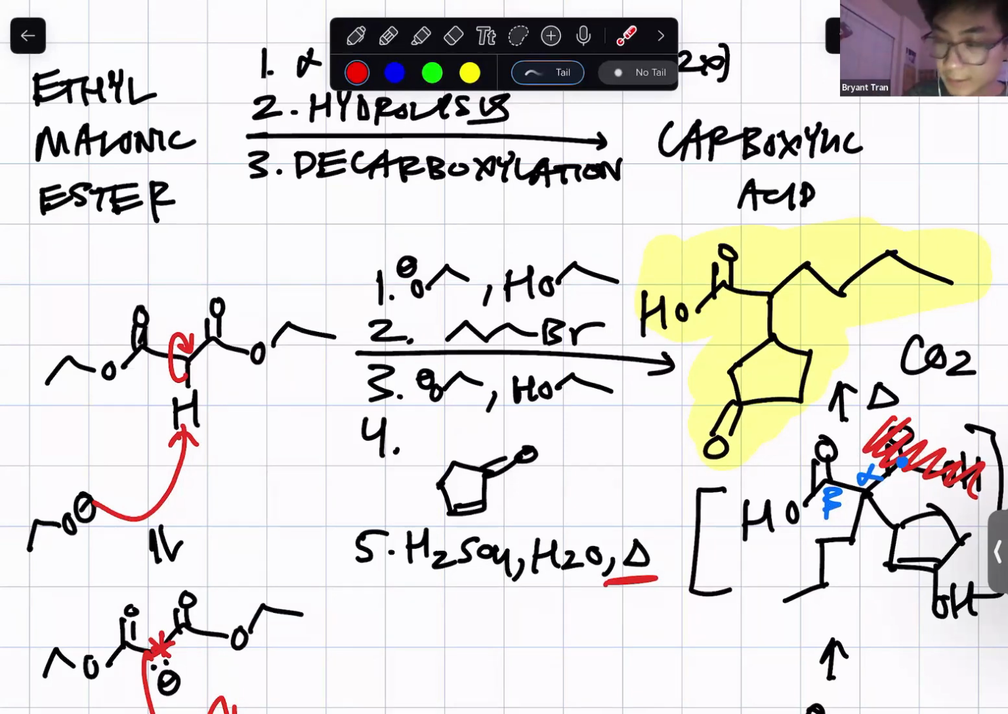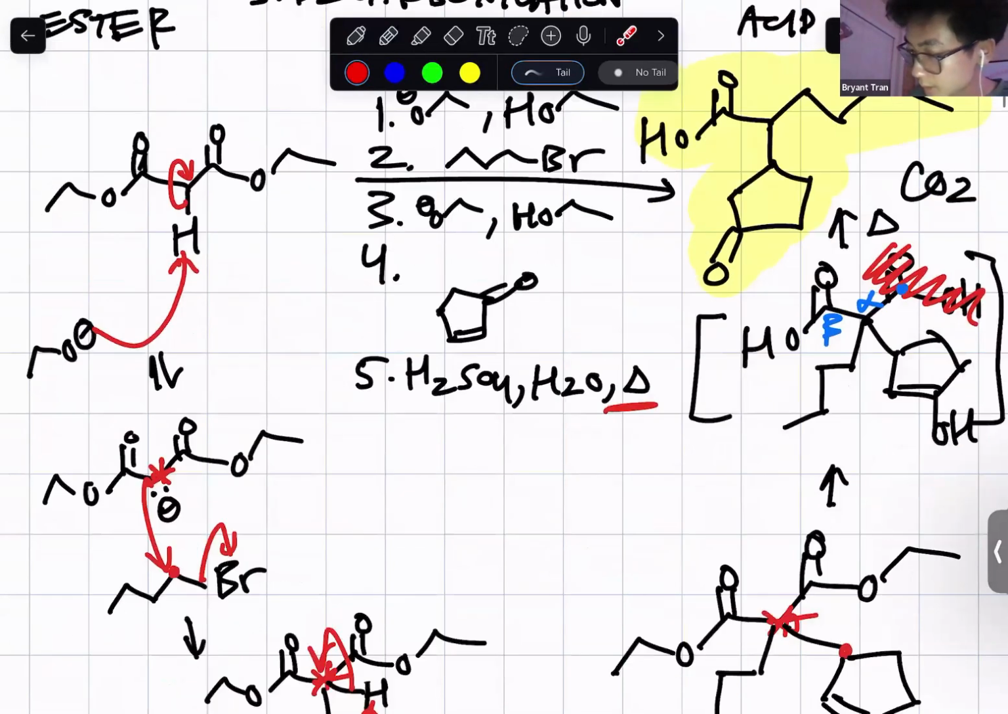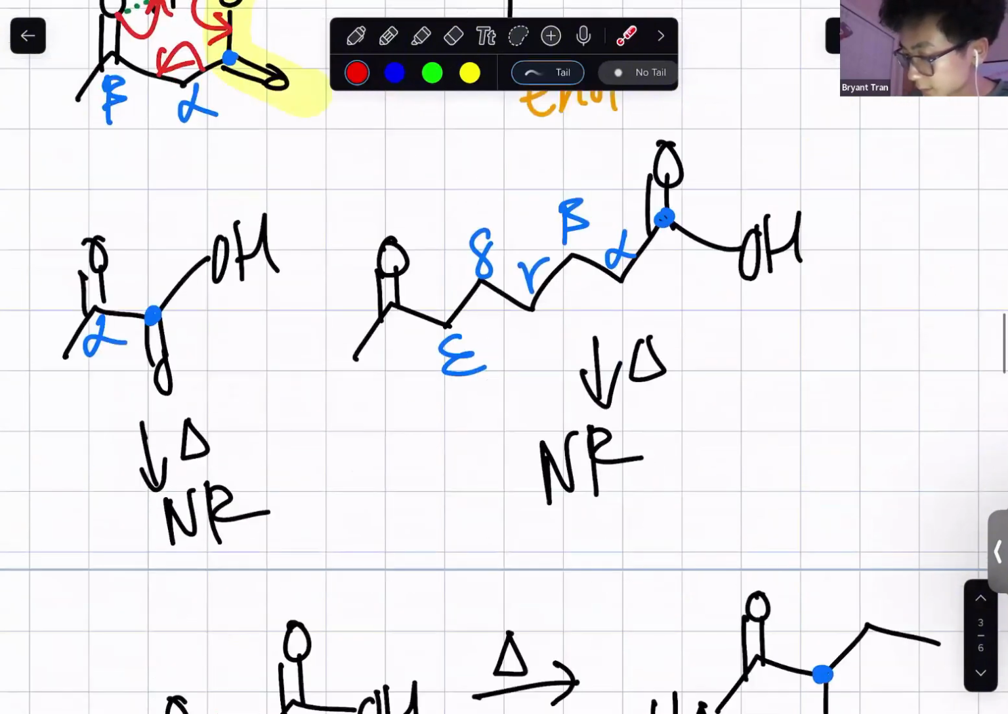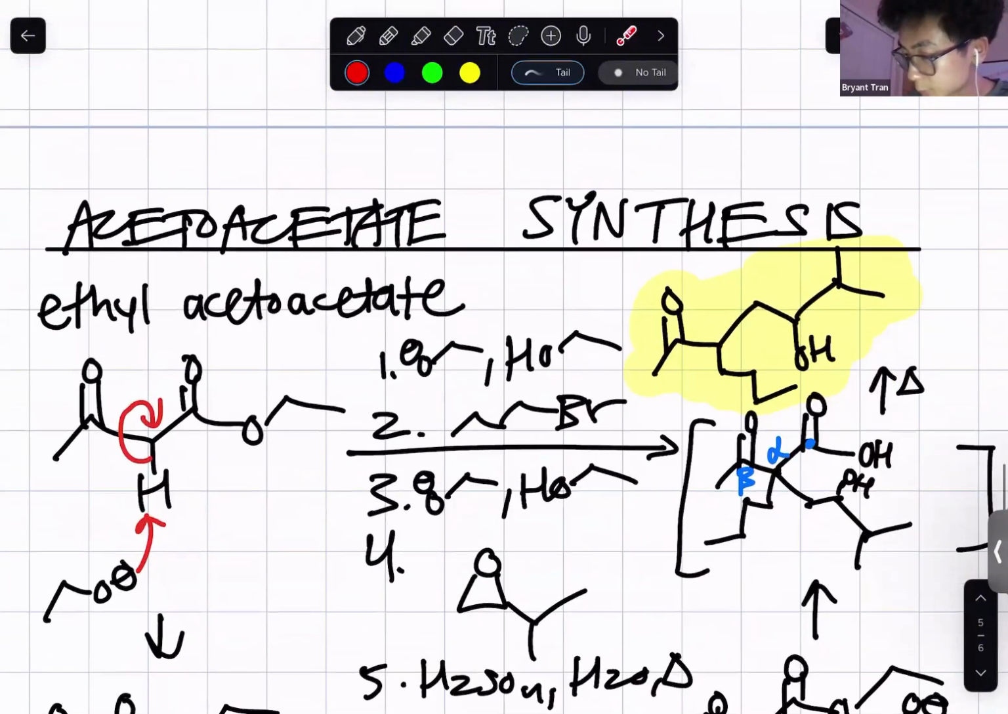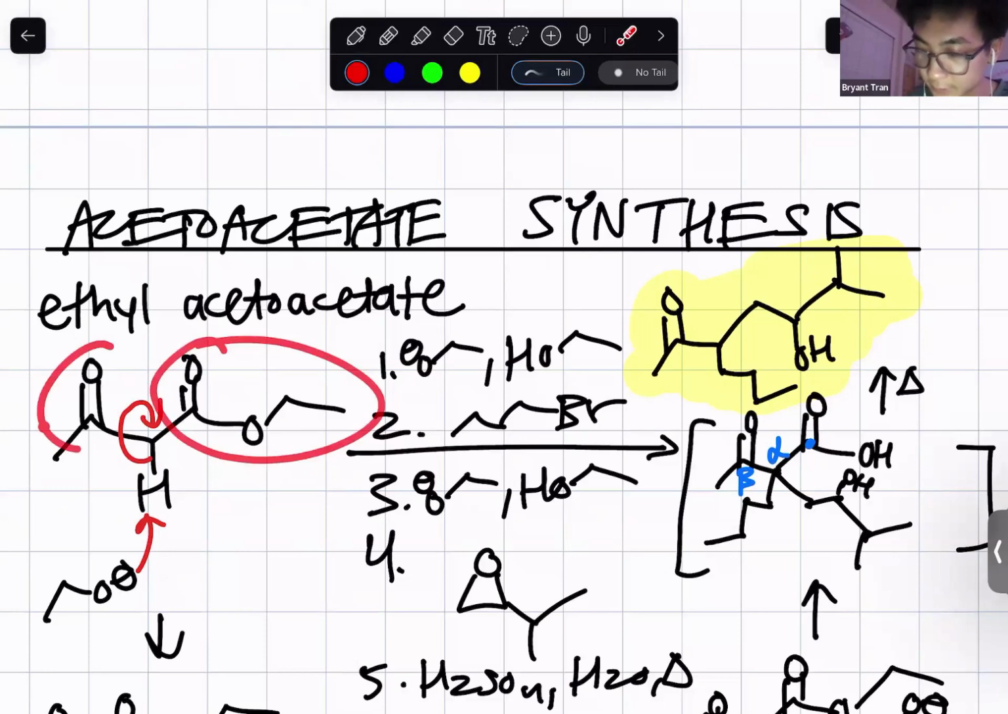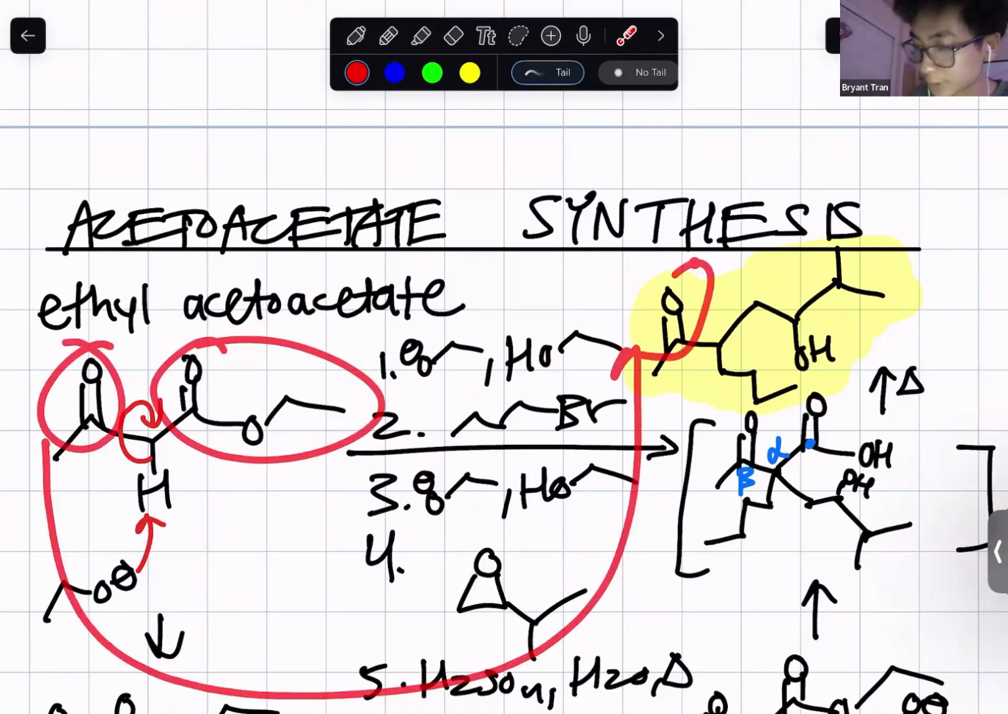The difference in the reactant, the starting material, is that malonic ester synthesis has 2 esters to begin with, whereas the acetoacetate ester synthesis has 1 ester to begin with and 1 ketone, and that ketone stays the same all throughout.